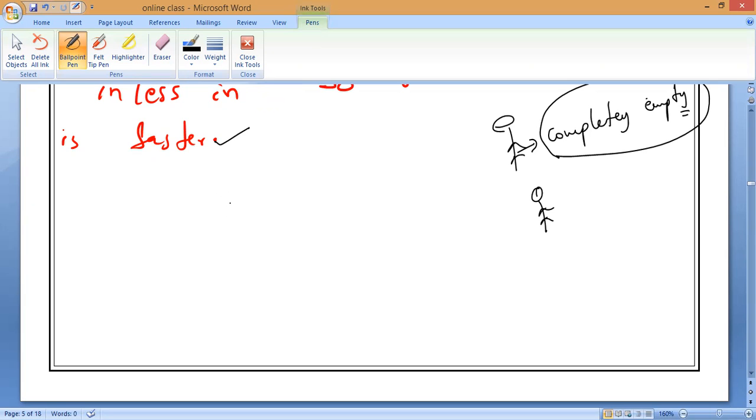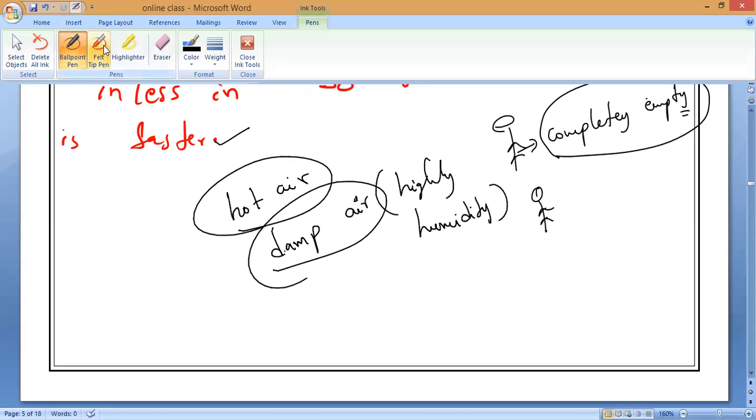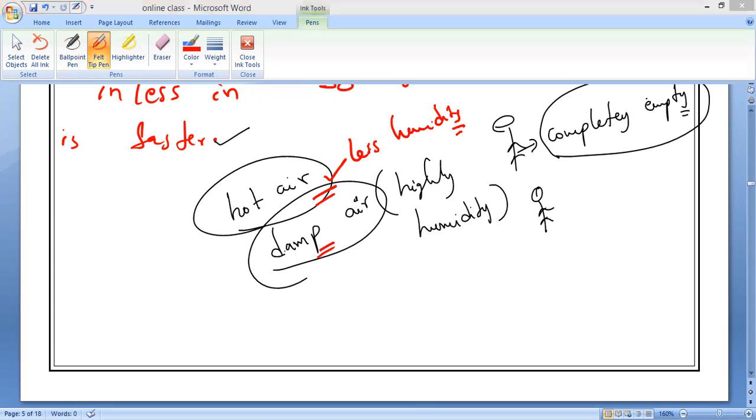Now you should say hot air and damp air. What do you mean by damp air? High humidity, more moisture. In hot air or damp air, in which is the rate of evaporation much faster? Hot air. Hot air has less humidity, so the rate of evaporation is much faster compared to damp air. Damp means high humidity. So humidity of air tells us the degree of dampness of air.